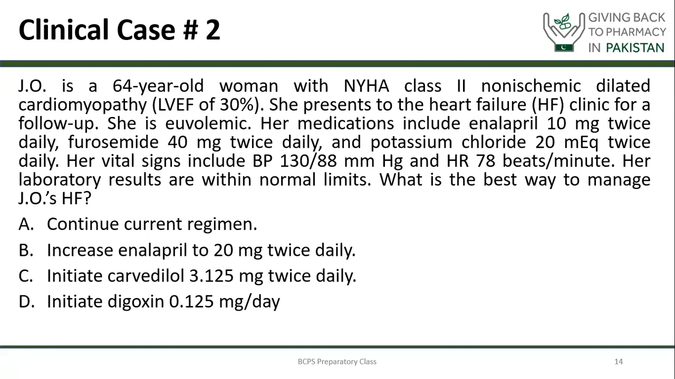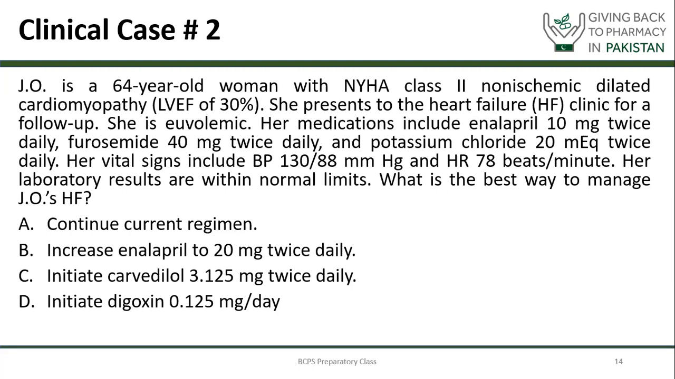Next, clinical case number 2. Joe is a 64-year-old woman with an AHA class 2 non-ischemic dilated cardiomyopathy. Left ventricular ejection fraction is 30%. She presents to the heart failure clinic for follow-up. She is euvolemic, meaning there are no symptoms. Her medications include enalapril 10 milligram twice daily, furosemide 40 milligram twice daily, and potassium chloride 20 milliequivalent twice daily. Her vital signs include BP 130 over 80 millimeter mercury and heart rate 78 beats per minute. Her laboratory results are within normal limits. What is the best way to manage Joe's heart failure?